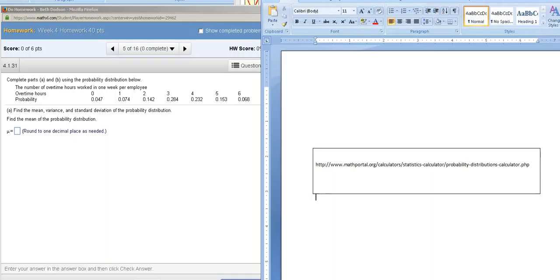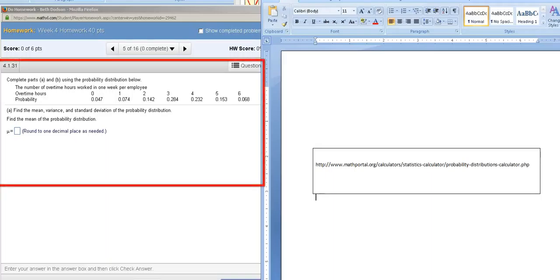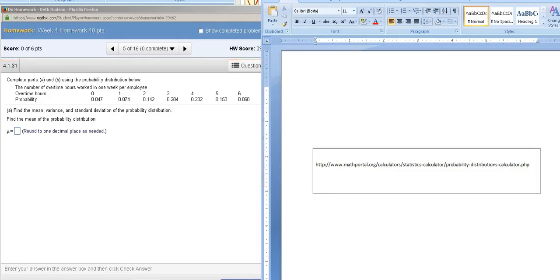Here's a problem similar to one that you'll see in your homework, in which you'll be asked to calculate the mean, variance, and standard deviation of a probability distribution. You have several options available to you for calculating these values, one of which is to manually calculate these values using the formula, which is tedious and time-consuming, which I'm sure you know if you've already tried to do it that way. And that's fine, you can do it that way. But you may not want to.